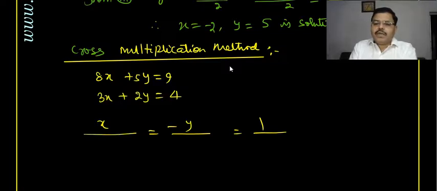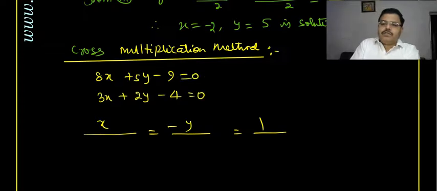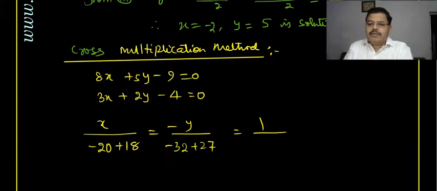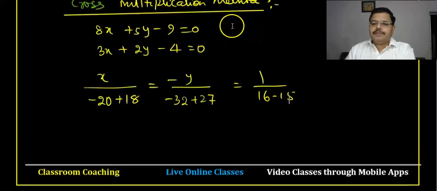Written in the form with minus 9 and minus 4, it will be 5 fours are minus 20 and plus 18, since minus of minus 18 is plus 18. For y, it will be 8 fours are 32 minus minus 27, that is plus 27, since 9 threes are 27. And if I cover 1, then 8 twos are 16 minus 15.